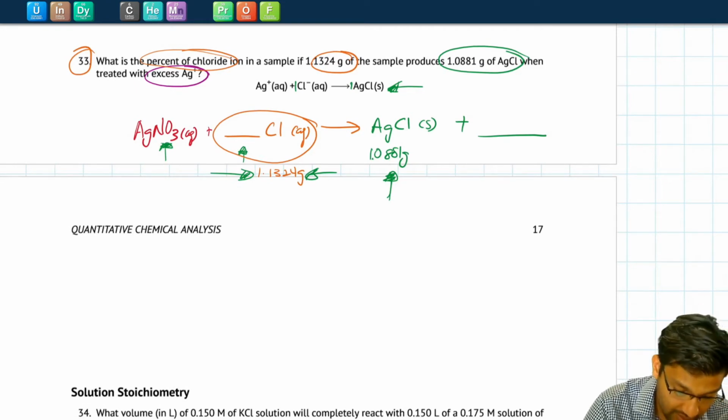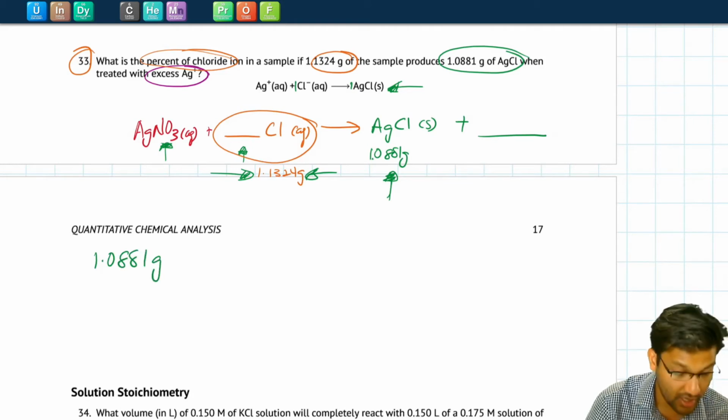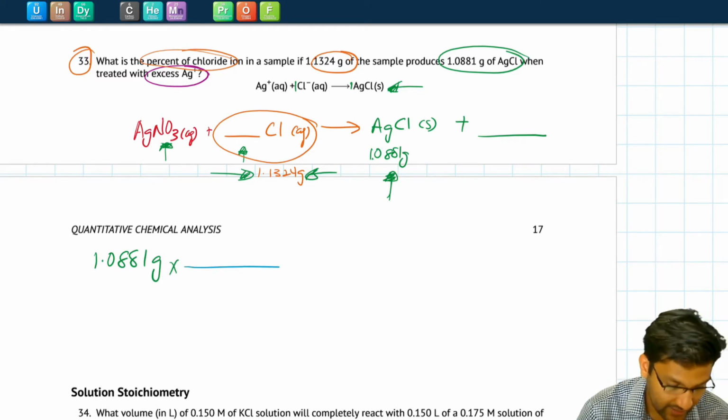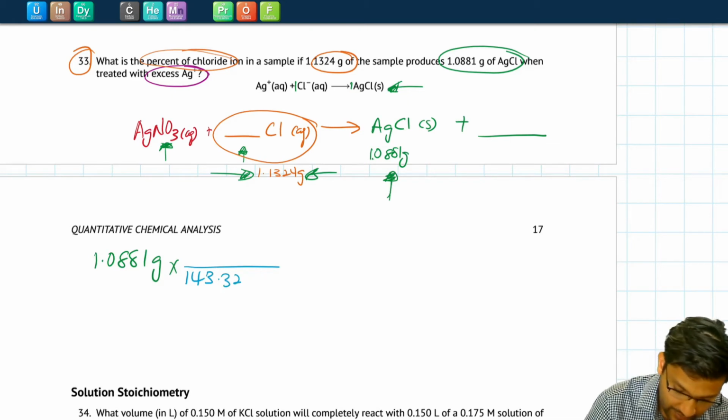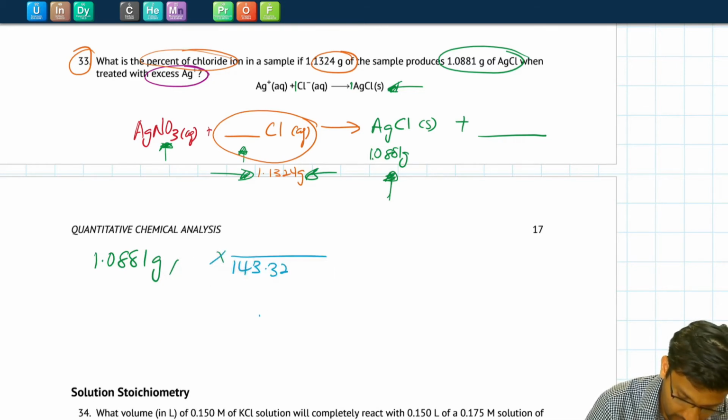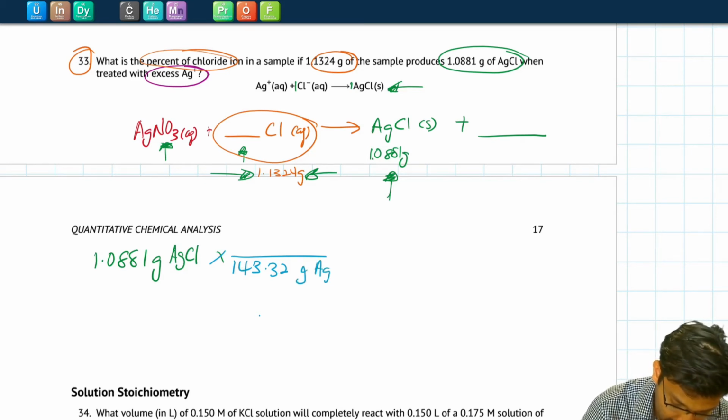Okay, so let's work this out. We start with 1.0881 grams of product, silver chloride, which we can use to find the moles of product. So we divide by the molar mass of silver chloride, which is 143.32 grams. Hang on, let me just create a little bit of space here so that I can write the names of these compounds. So this would be AgCl. And so it's 143.32 grams of AgCl per mole of AgCl.